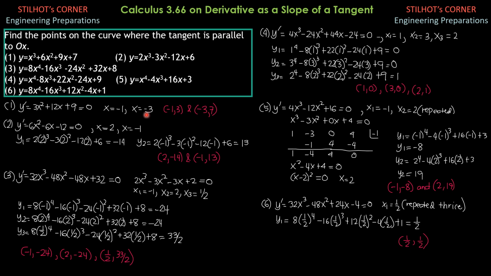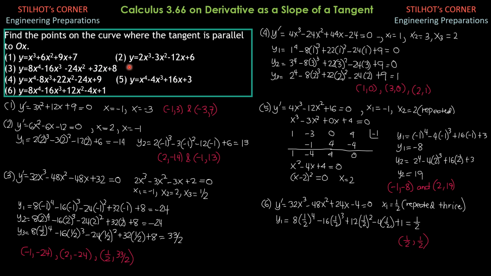The other point is when x is negative 3. Negative 3 cubed is negative 27, plus 6 times negative 3 squared, which is 54, so positive 27. 27 plus 9 times negative 3, so 0, then plus 7, 7. So the other point is negative 3 comma 7.